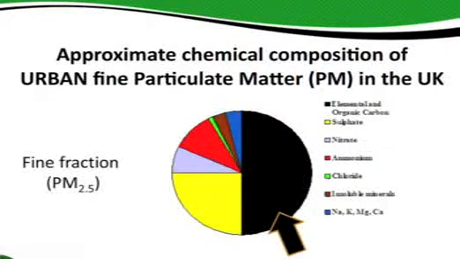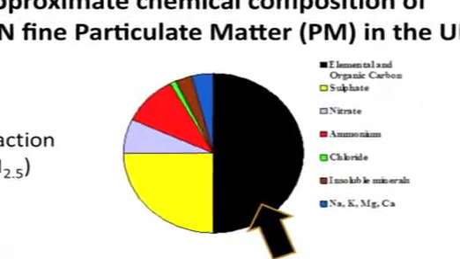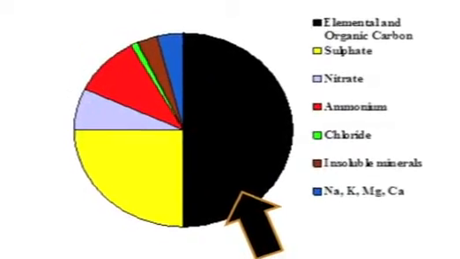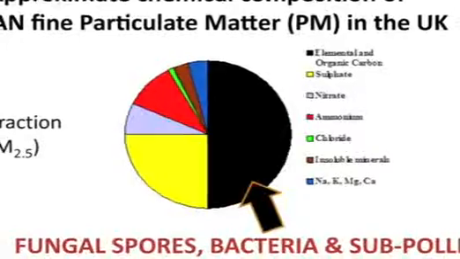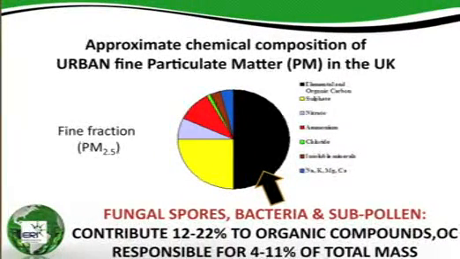But as an atmospheric chemist, I like to categorize particles by their size. The fine fraction of PM 2.5 refers to particles between 0.1 micron and 2.5 microns. In the graph shown here, we can see the chemical composition of PM 2.5 for the UK. You can see that it's dominated by organic carbon, and interestingly, this is where PBAP contribute. PBAP such as fungal spores, bacteria, and subpollen are all seen in this region. When I refer to subpollen, I'm talking about pollen which is being broken down and degraded in the atmosphere. And it's been seen that PBAP contribute between 4 and 11% of the total mass in this size fraction.